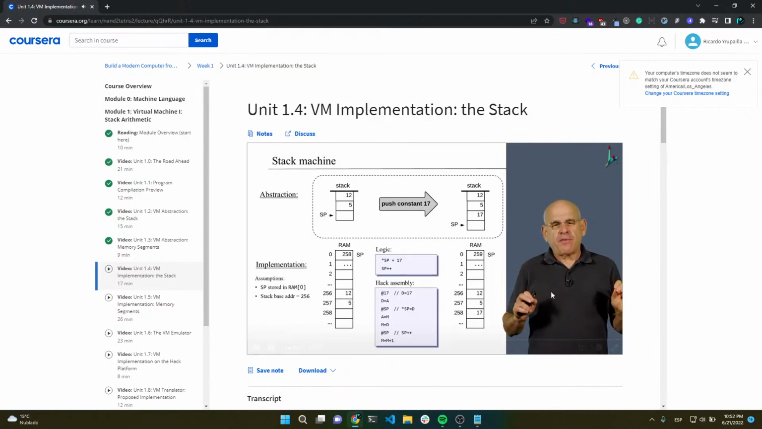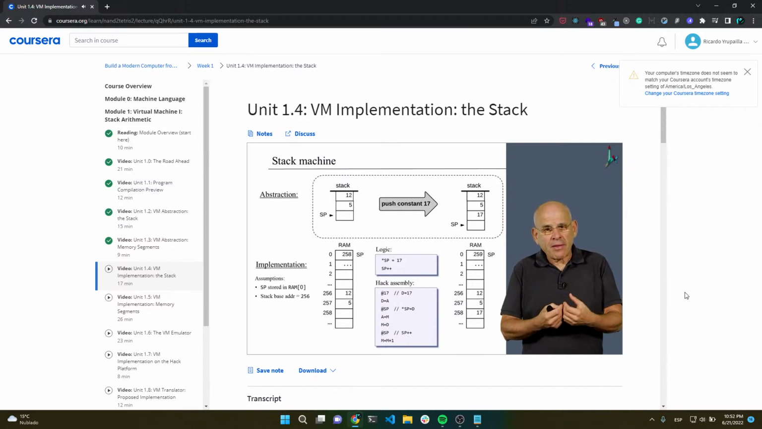Now, I would like to observe that there's nothing special about the number 17 in this particular example. And therefore, what we saw here is a general implementation of the generic command push constant I, where I can be any non-negative integer, right? All you have to do is replace 17 with I, and everything will work perfectly well. And that's actually what we do in the next slide.